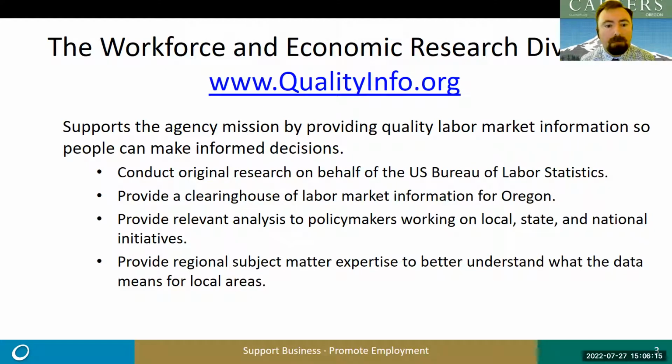We also provide a regional subject matter expertise. That means that we have staff dedicated to understanding the nuance and the story of local areas, because those can be fundamentally different to what's going on as a state as a whole. So much of our statewide narrative can be dominated by the Portland metro area, understandably because of the population and the overall presence of economic activity.